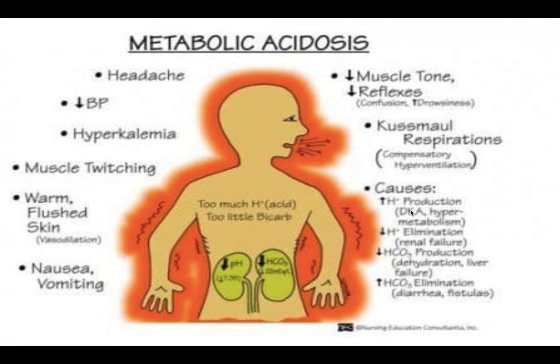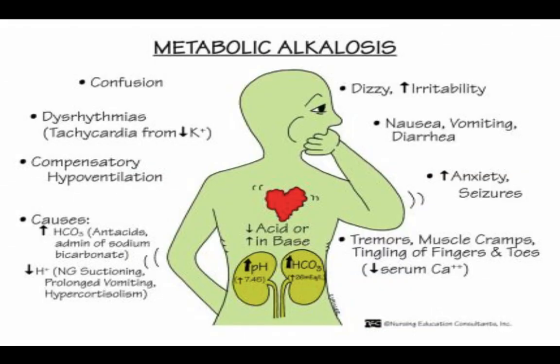So causes would be an increase in hydrogen production, which is from DKA or hypermetabolism. Renal failure, so you don't excrete all of the excess hydrogen. You have a decrease in bicarbonate function, or maybe an increase in eliminating the bicarbonate, like diarrhea and things like that. Then metabolic alkalosis.